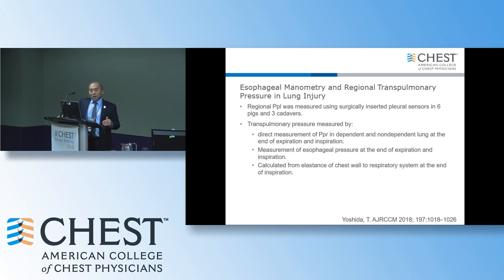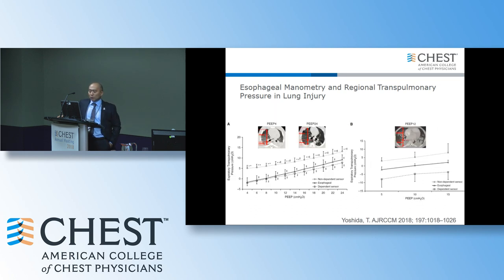They also measured the elastance of the chest wall at the end of inspiration. The elastance can be measured only during inspiration because you use the difference in pressure and the difference in tidal volume during the inspiration to calculate the elastance. And he showed that there was a good correlation between the pleural pressure and the transpulmonary pressure using the pleural pressure measured by the esophageal manometry, in the dependent area, not as much in the non-dependent areas.